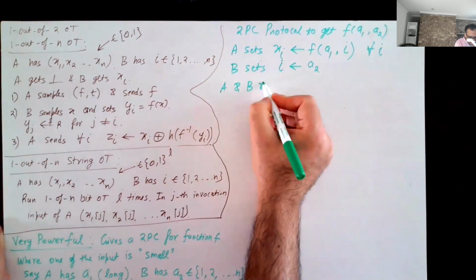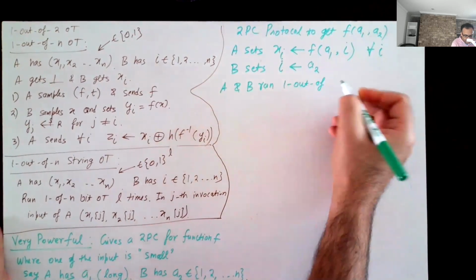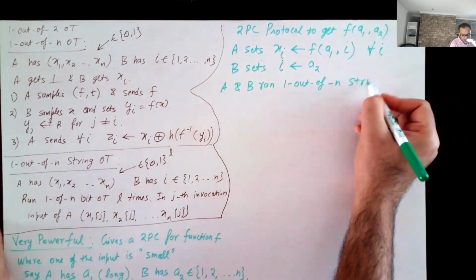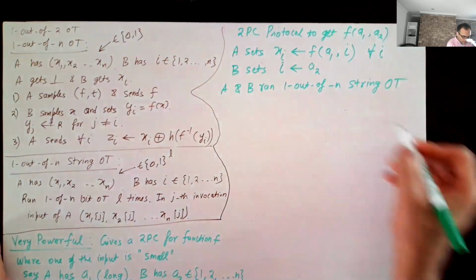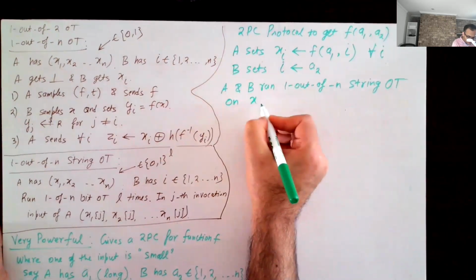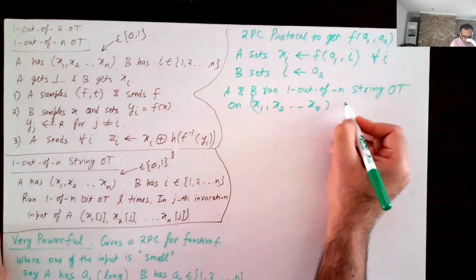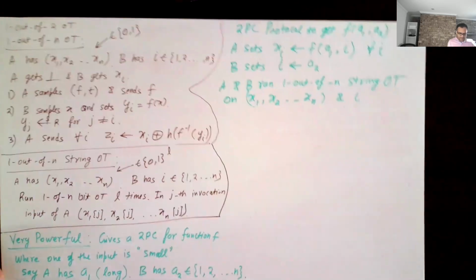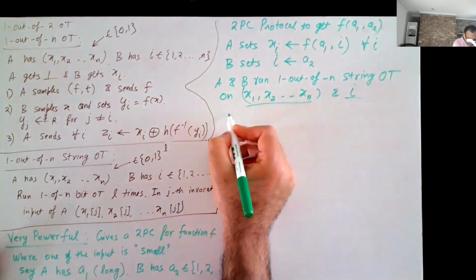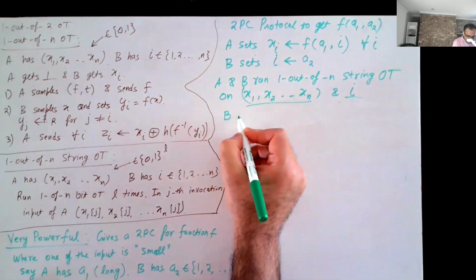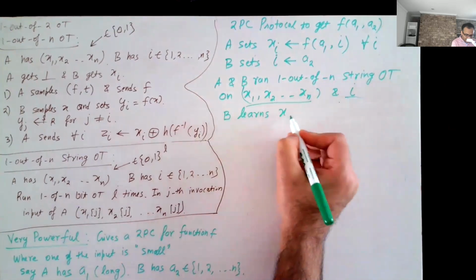A and B run one out of n string oblivious transfer on x1, x2 up to xn and i. This is the input of A and this is the input of B. At the end of the protocol, B learns xi.